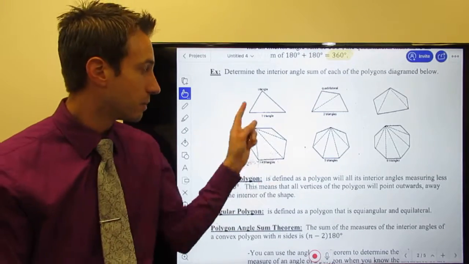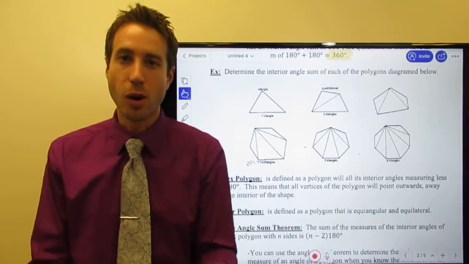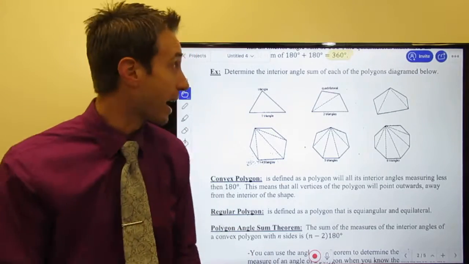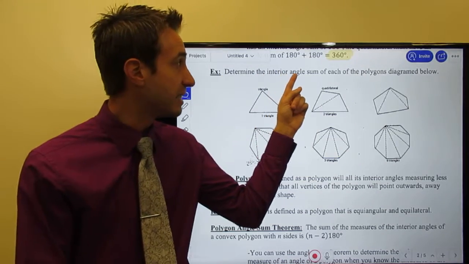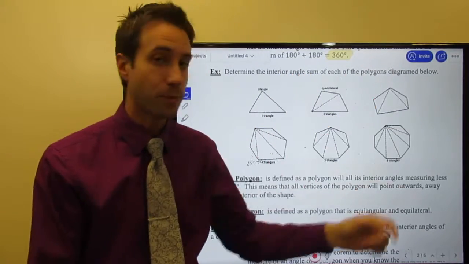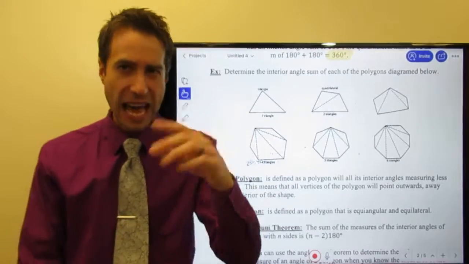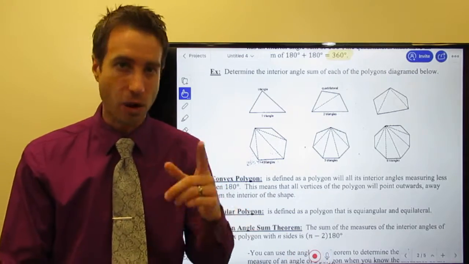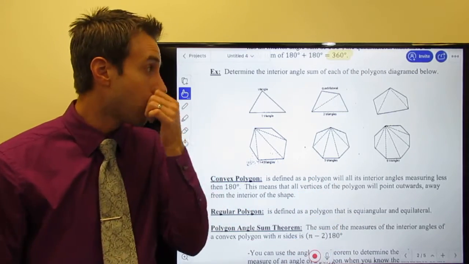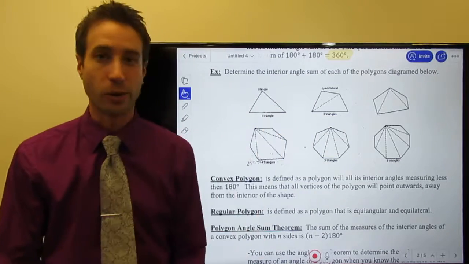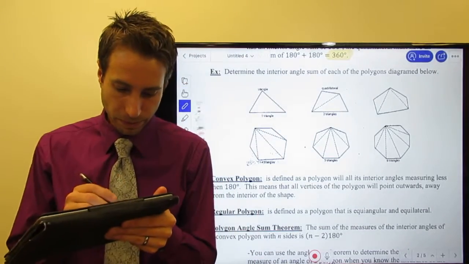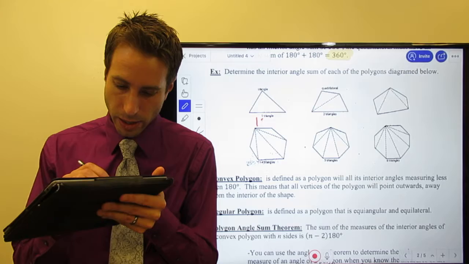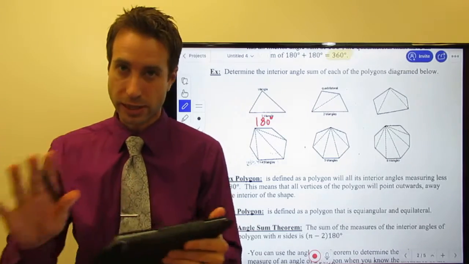All right, I've given you several polygons. I want to know what is the sum of the interior angles. Determine the interior angle sum of each polygon. All that means is add up the sum of the interior angles. If I added the sum of all of the angles, what does it add to? Okay, here we go. Triangle. That one we already know. We already know that a triangle must sum to 180 degrees. So 180 degrees. That one's easy.